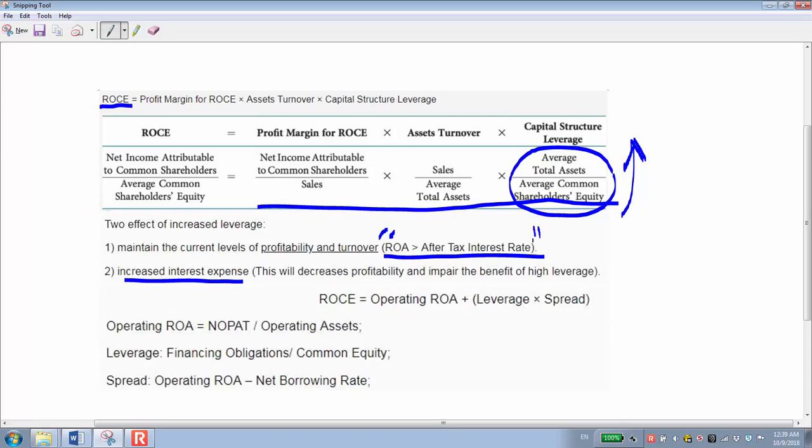Actually, we can disaggregate return on common equity in another way. This one. Here is the meaning of operating ROA, leverage, and spread. Okay, so when the company increases leverage, the spread will decrease. This is the 2 forces of leverage. That means that's a trade-off of debt financing. When a company chooses to use debt to finance its investment projects, it also faces the increased interest rate, which will decrease the spread.